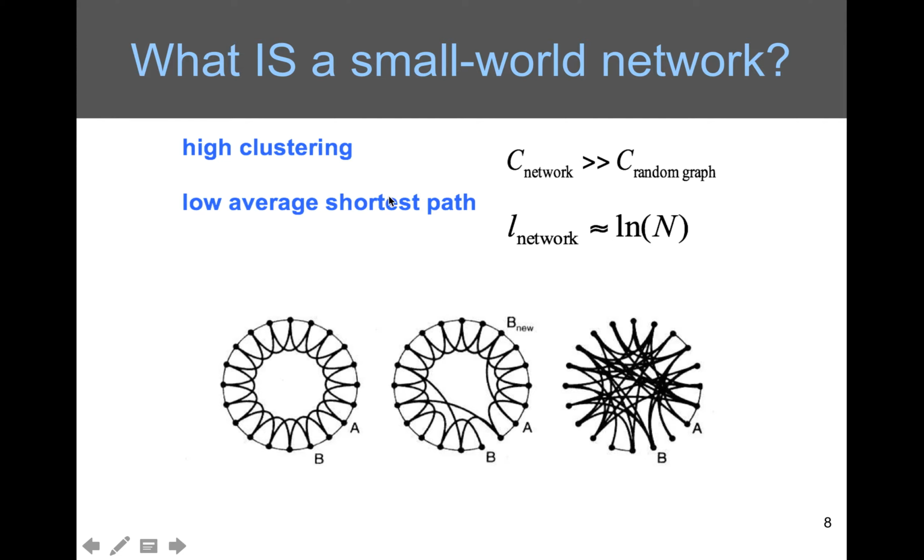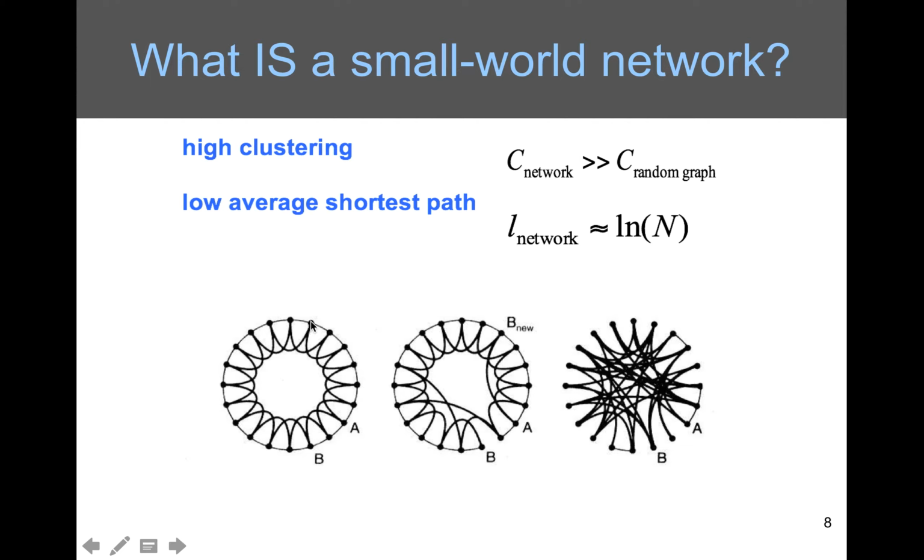And so, to understand this, let's look at this network here. This is what we would call a regular ring network. All we are doing in this network is laying out nodes along a circle. Imagine every node here to be a person, and we are connecting each node to its four nearest neighbors.